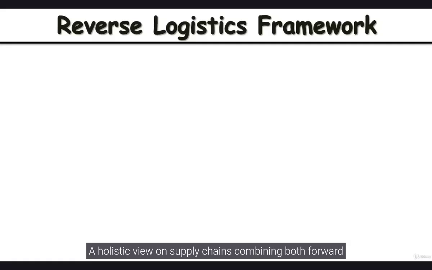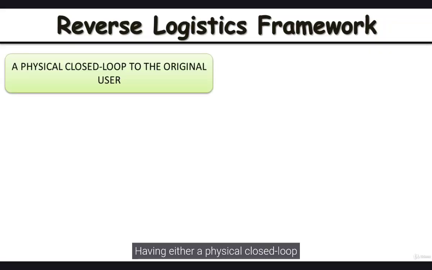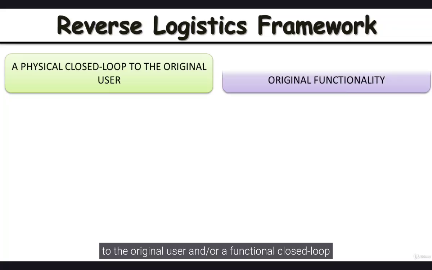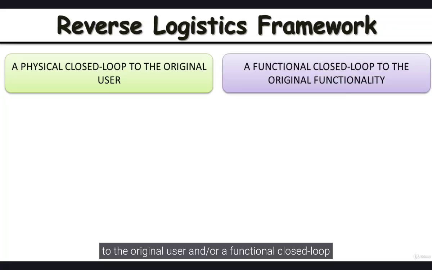A holistic view on supply chains combining both forward and reverse logistics is embraced by the closed-loop supply chain concept. Recovery practices are framed within the supply chain, and the encircling aspect of the process as a whole is therefore stressed, having either a physical closed loop to the original user or a functional closed loop to the original functionality.